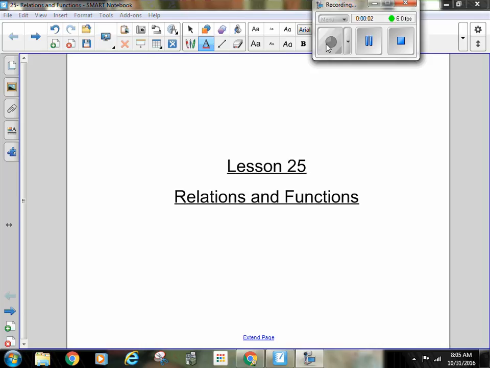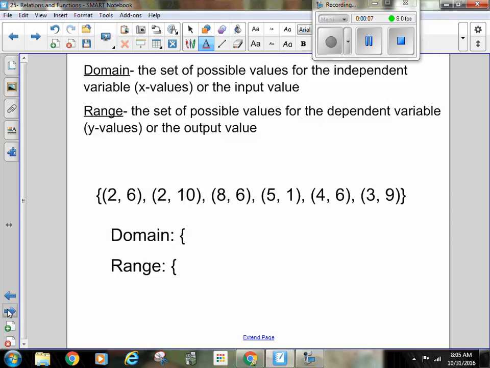Okay, ladies and gentlemen, lesson 25 is on relations and functions. So first we're going to talk about domain and range. Domain is the set of possible values for the independent variable. An independent variable deals with x values, or the input value, so whatever you're putting into your problem.